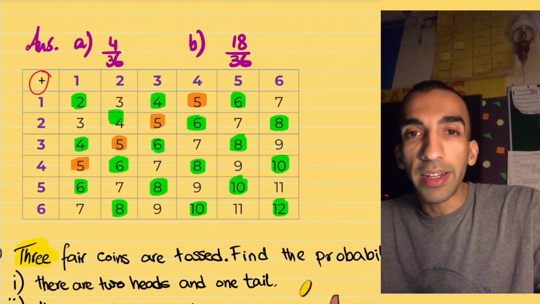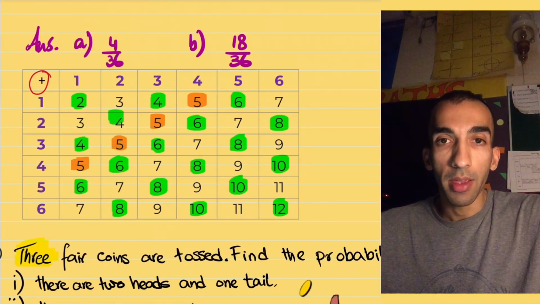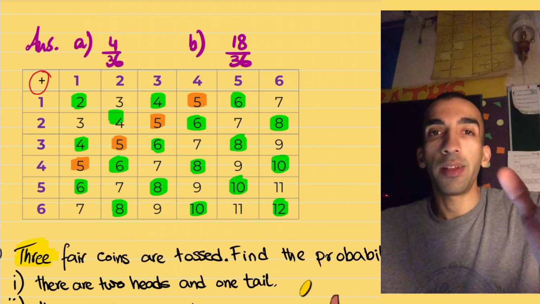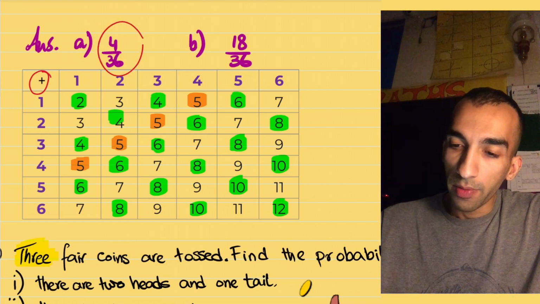All those highlighted in orange are your answers. How many numbers are highlighted in orange? 4. So the answer is 4 by 36.